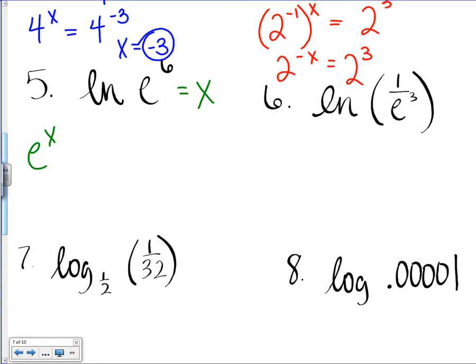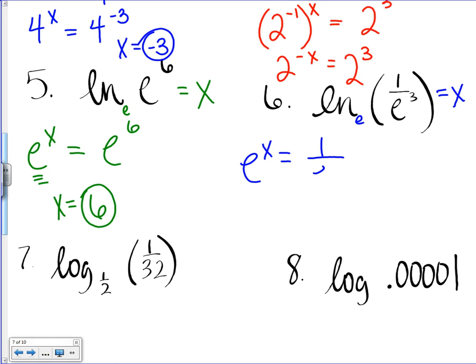E to the x equals, now remember your base on ln is e, so that's how I got this e right here, is equal to e to the 6, because that's what we're taking the ln of. Well, the bases are already equal for you, so x will be 6. Let's try another one of those. Let's set this guy equal to x. Remember our base here is e, so I have e to the x equals 1 over e to the third. Well, we're almost in business because we have that e to the third on bottom, which means that must have been a negative exponent. And now I know that x has to be negative 3 for them to be equal.